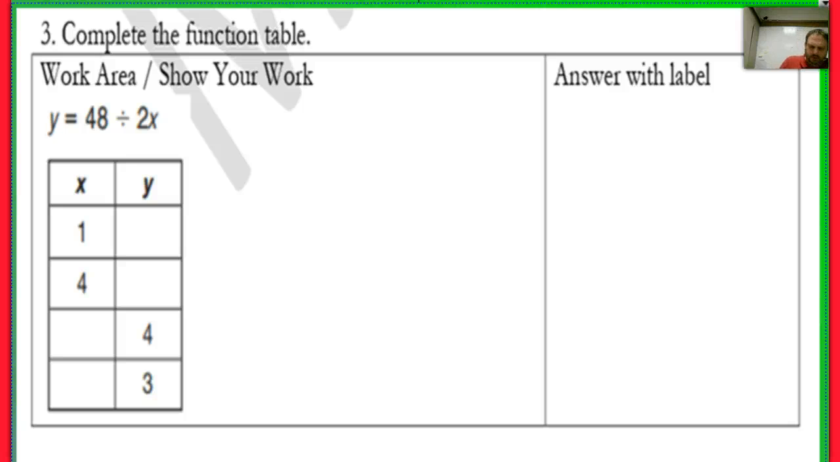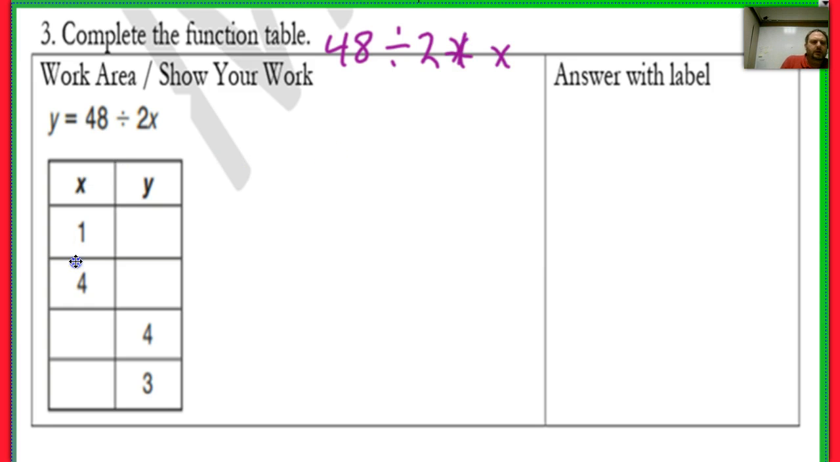So to complete the function table, I think the first thing that I want to do is grab my magic pen there, and I want to rewrite this equation. So I'm going to grab myself a color here. How about that beautiful purple? And we have 48 divided by 2 times x.